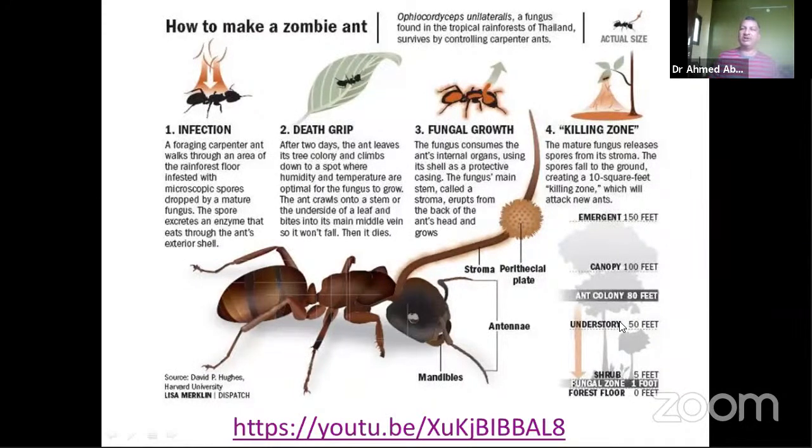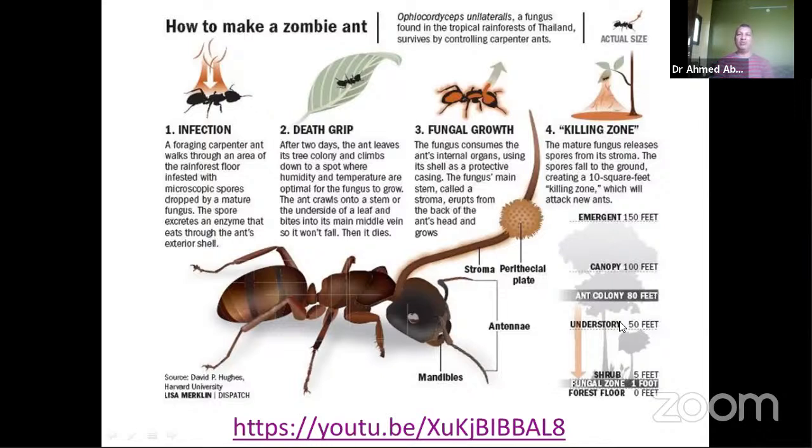Now the mature fungus releases spores from its stroma, then spores fall to the ground and create a 10 square feet killing zone which will attack new ants. So what did you understand with this concept? The concept understood is the interaction between the prey and a predator.